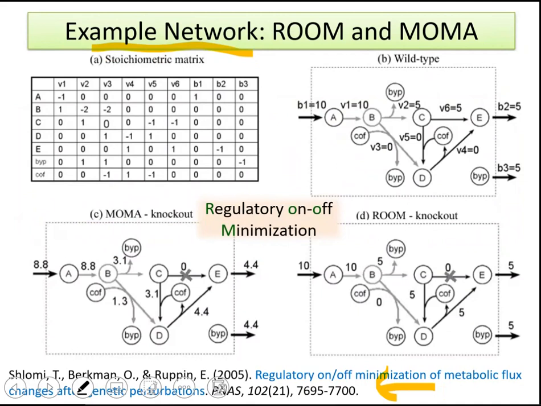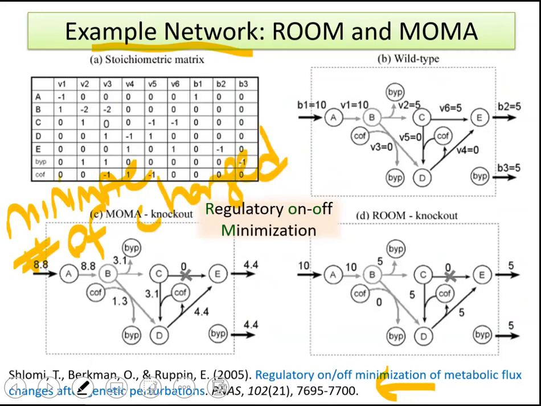ROOM says that, yes, the knockout organism will try to minimize its deviation from the wild type flux distribution. But ROOM does not represent this as a Euclidean distance problem. Instead, the ROOM approach says that the perturbed organism, the knockout organism, will try to minimize the number of changed reactions. It will try to minimize the number of changed reactions.